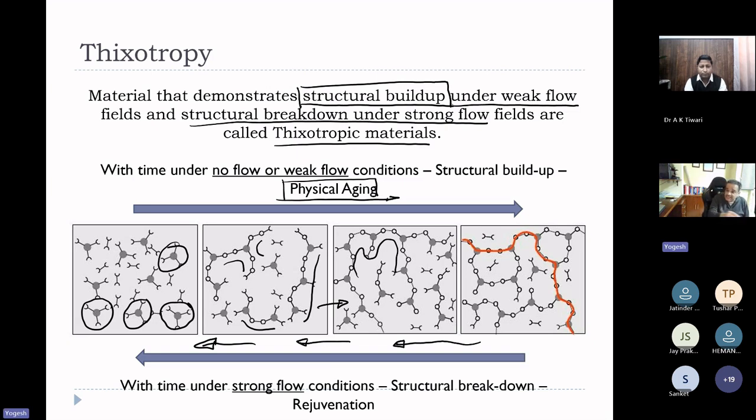All right. This reversible phenomenon of structural formation under weak flow or no flow conditions and breakdown of the structure under strong flow conditions is known as thixotropy. All right. So under strong flow conditions, structural breakdown, this phenomenon is called rejuvenation, while under no flow or weak flow conditions, structural buildup occurs. This phenomenon is called physical aging. You should keep these particular aspects in mind.